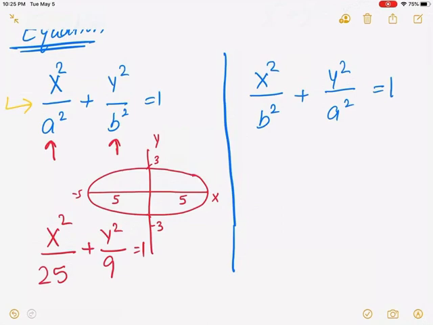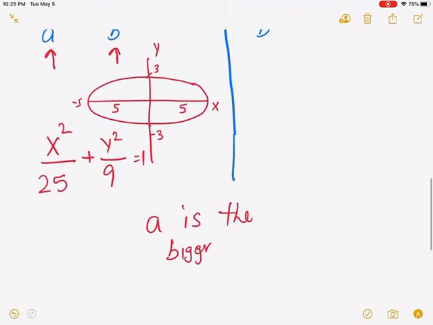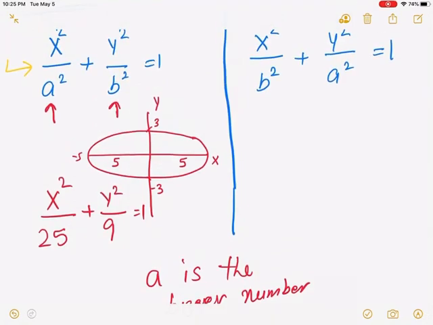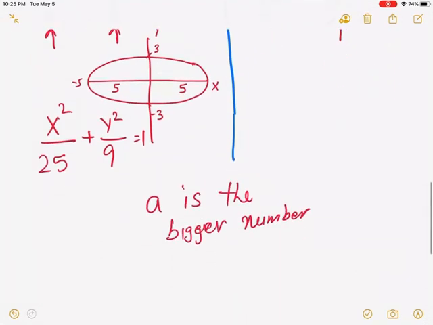So if the bigger number is under x, it means x is going to be the major axis. Keep in mind, a is the bigger number all the time. A is the bigger number, or the distance, I would say. So if a goes under x, x is the major axis. If a goes under y, y is going to be the major axis, like this one here. So I see a under y, so y is going to be the major axis, okay? So keep in mind.